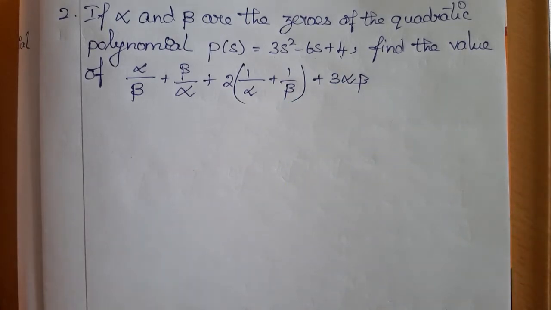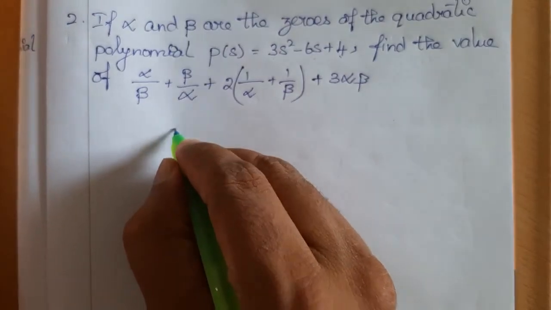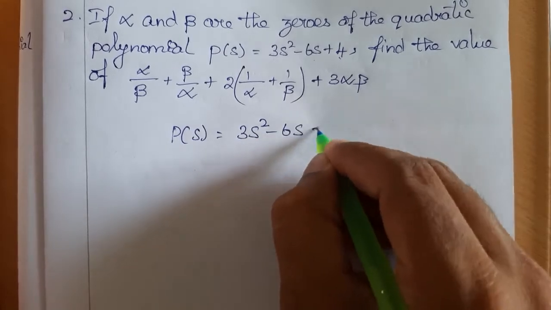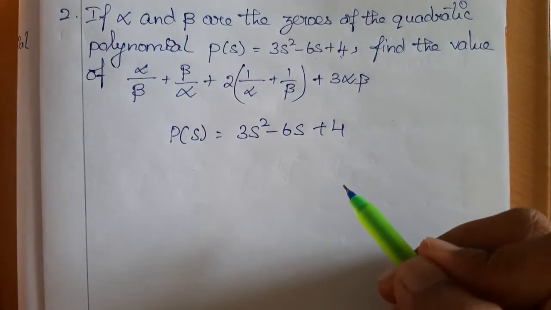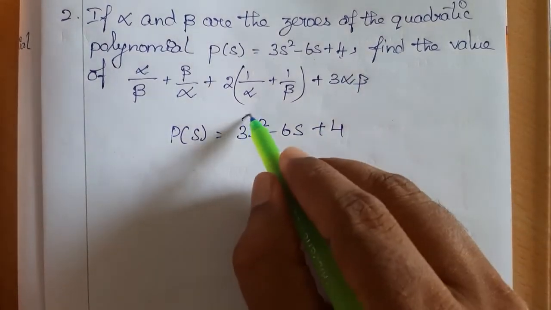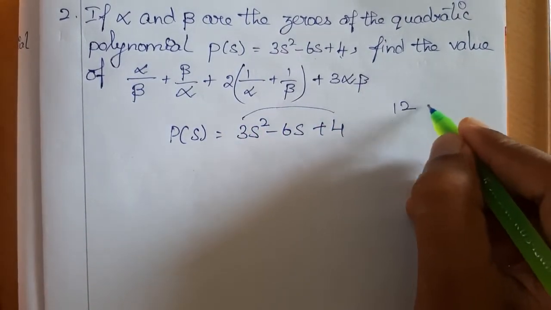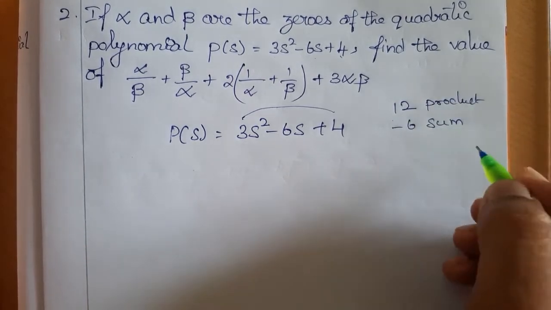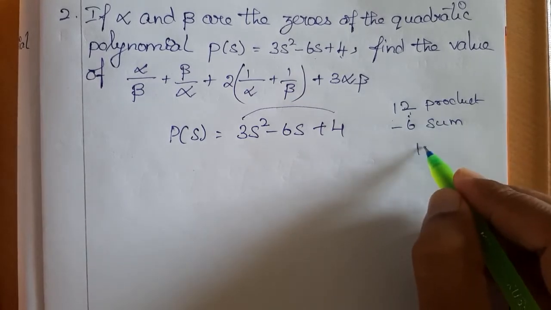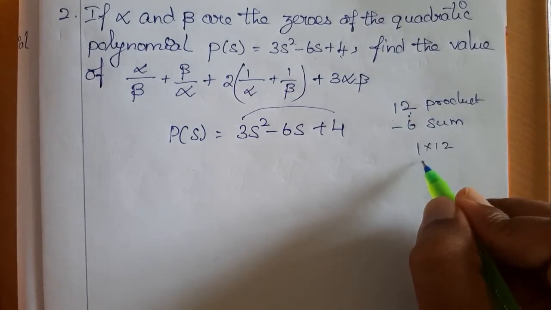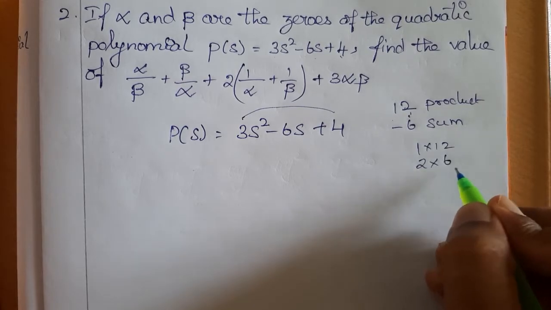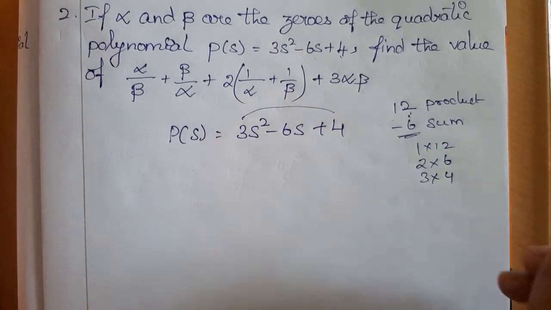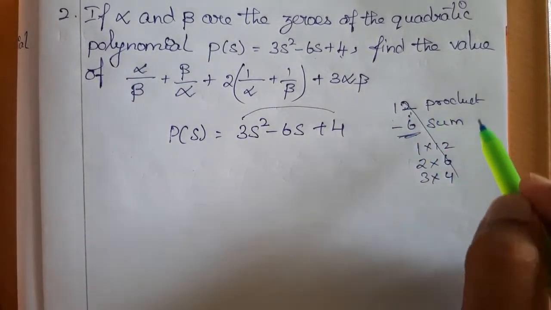So first we have to find the zeros, right? So the given expression, the p of s is what here? 3s square minus 6s plus 4. I think we can't find it directly by the splitting method, right? Here 4 threes are 12, the product is 12, and the sum should be minus 6, right? Is it possible? The factors of 12 are 1 into 12, 2 into 6, 3 into 4. So whether you add or subtract, whatever you do, you will never get a sum of 6, right? So this method will not work.